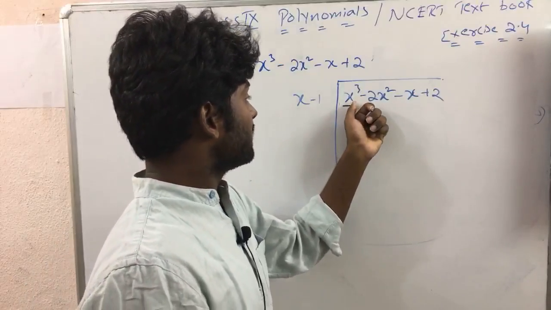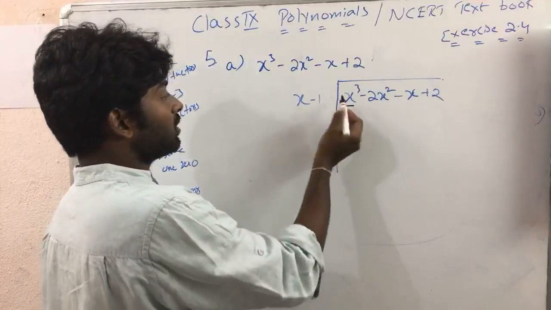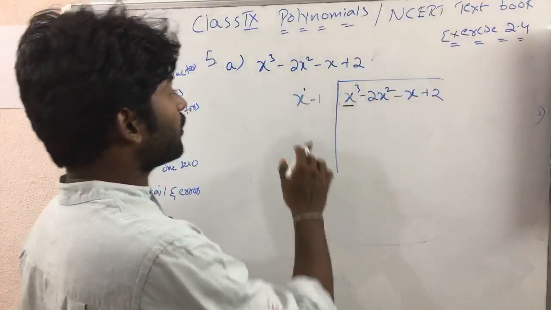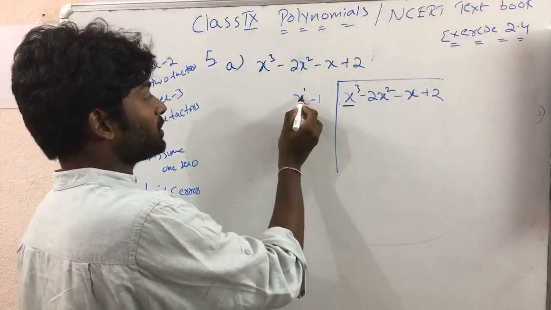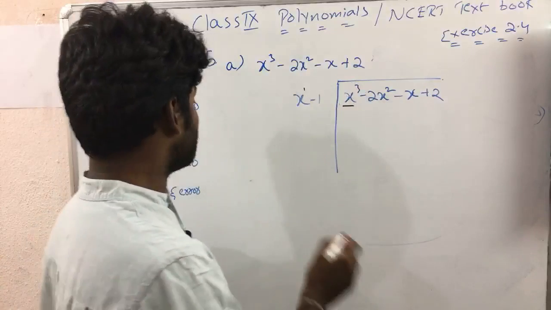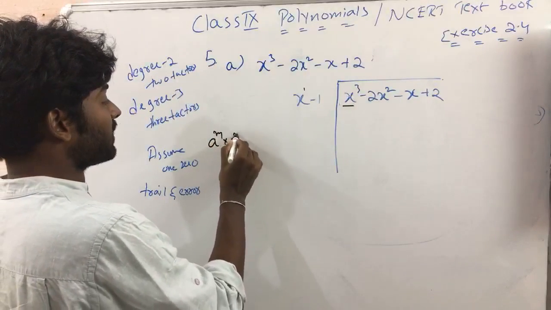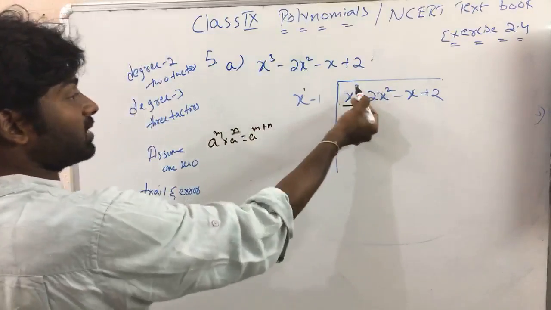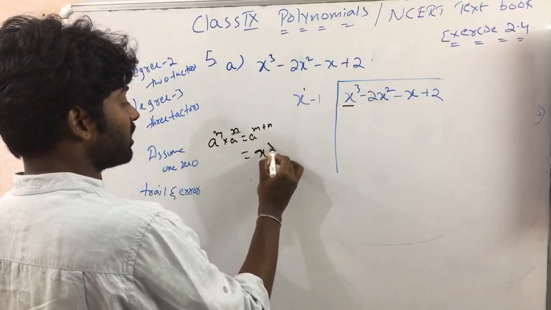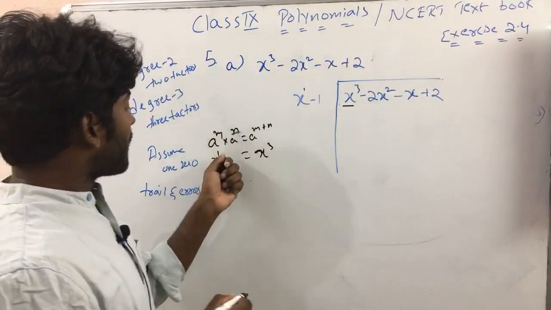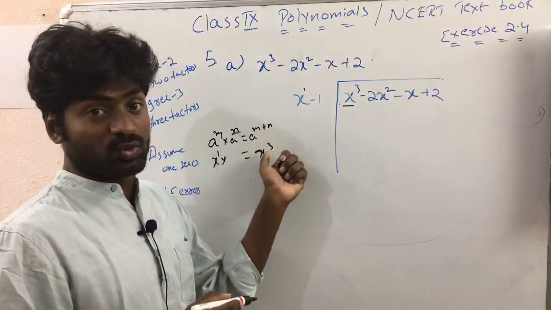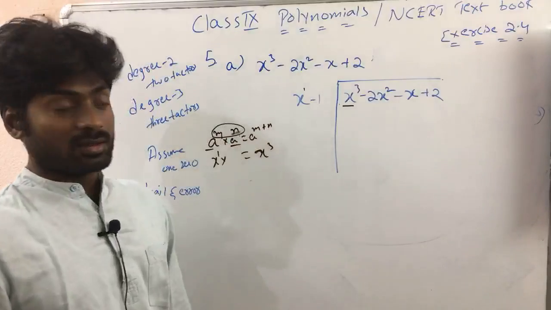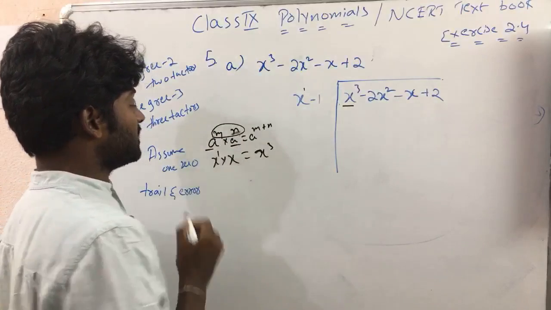So what is the first term of the dividend? x power 3. Now see, what is the power of x here? 1. Here 3. How will 1 become 3? That means what should be multiplied with x to become x cube? Obviously we know that a power m into a power n equals a power m plus n. So you have to get x power 3. Already we have x power 1. So on adding which number to 1 will you get 3, because when you have the same base, the powers must be added.